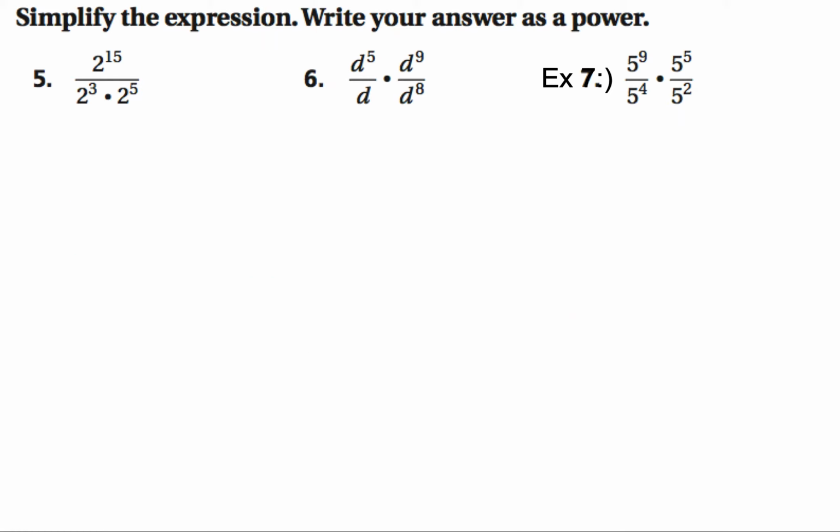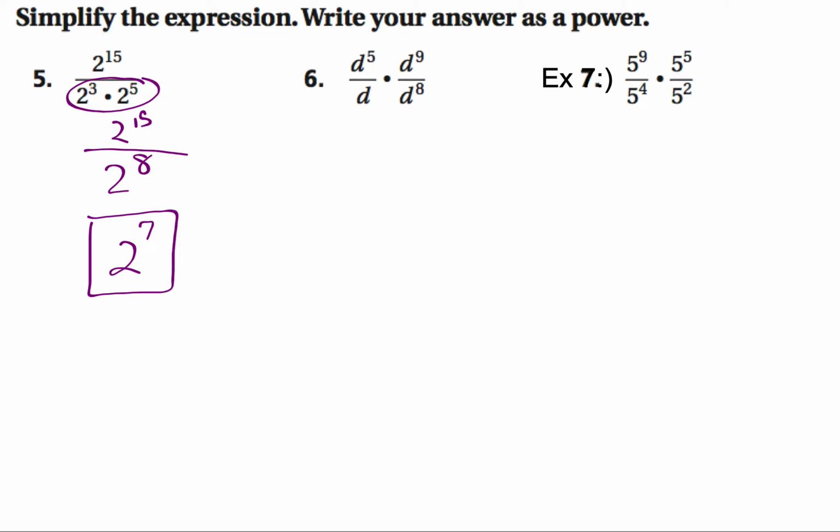Okay, simplify these expressions. Everything is the same base. Let's go ahead and combine these together on bottom. Since they are being multiplied, 3 and 5, we can add them and get 2 to the 8th. So this is 2 to the 15th over 2 to the 8th. 15 minus 8 is 7. We get 2 to the 7th as our answer. Number 6.